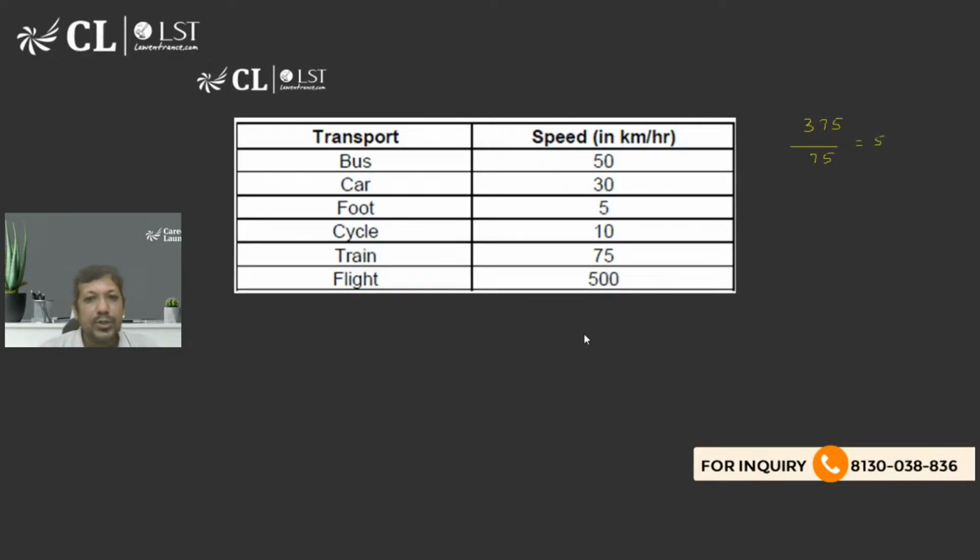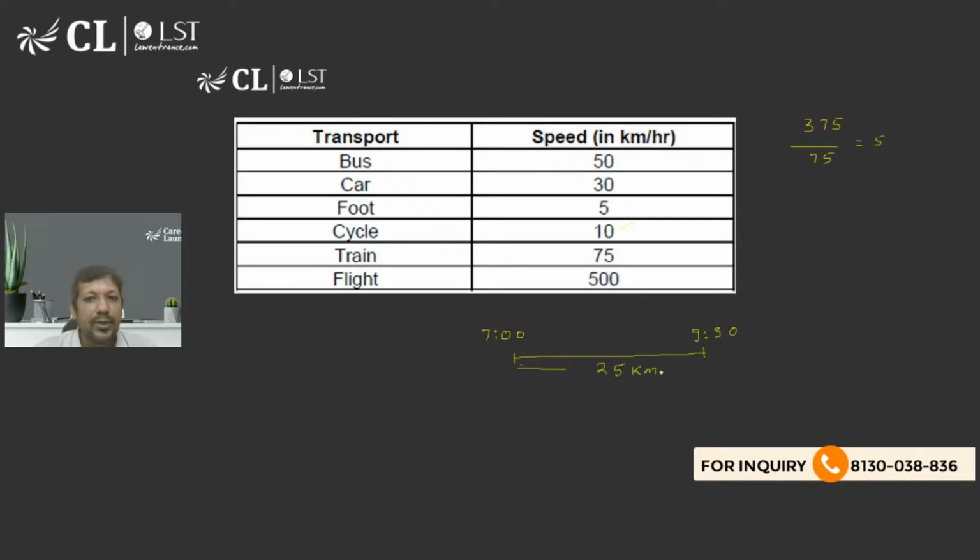So Sam starts at what time? 7 o'clock. With what speed? He is going by cycle, so he is traveling with the speed of 10. He is traveling till 9:30. So how much distance is he going to cover? 2.5 hours means 25 kilometers.